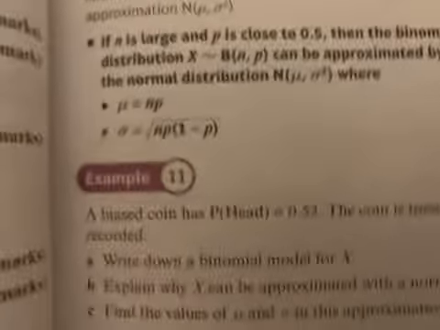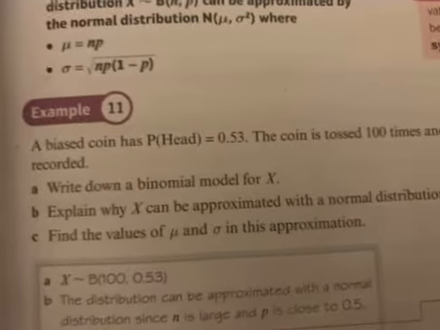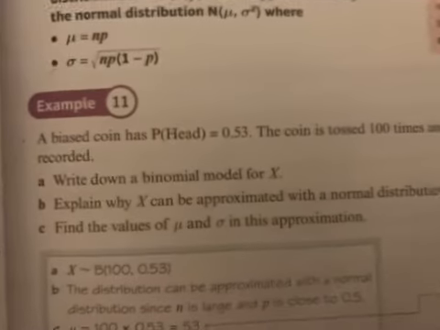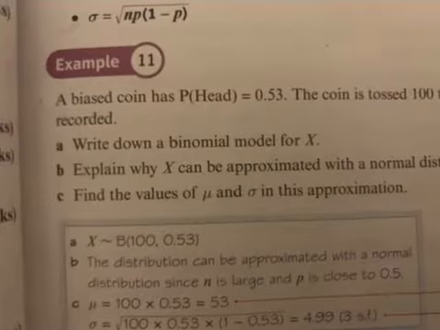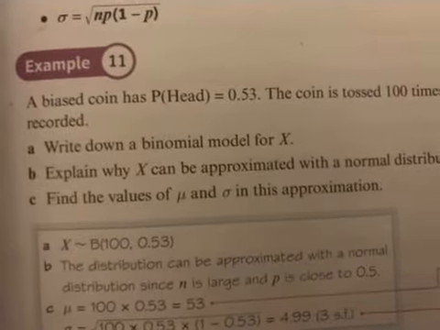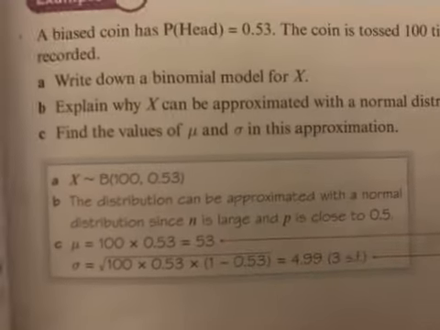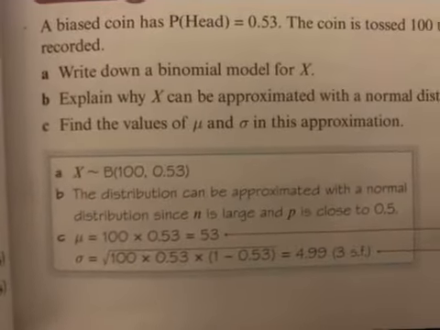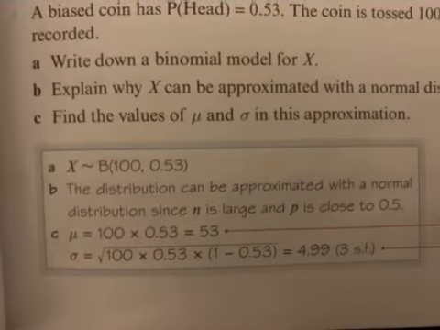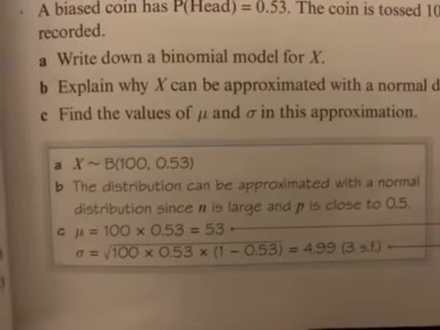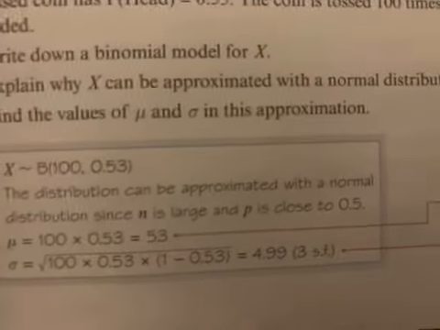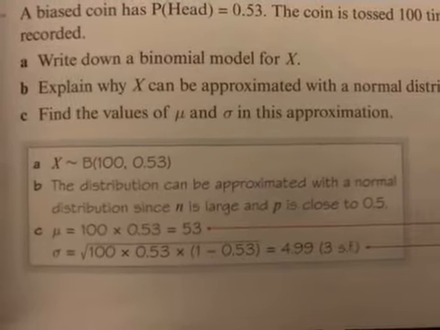Right, example 11. Here we've got something where the probability is 0.53 and n is 100, so n is large enough. Write down a binomial model. X is binomial with 100, 0.53. You can approximate it with a normal because n is large and p is close to 0.5. Your distribution would have mu of 0.53 times 100, and your sigma would be the square root of npq, or 100 times 0.53 times 0.47, all square rooted. I hope that seems relatively simple for everybody.